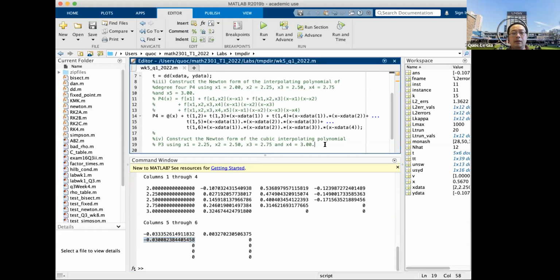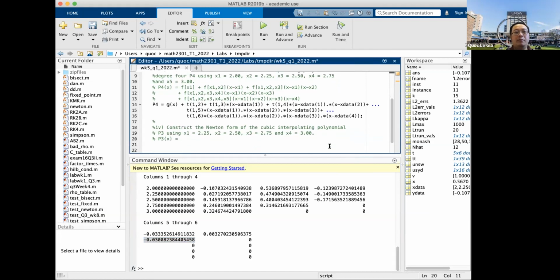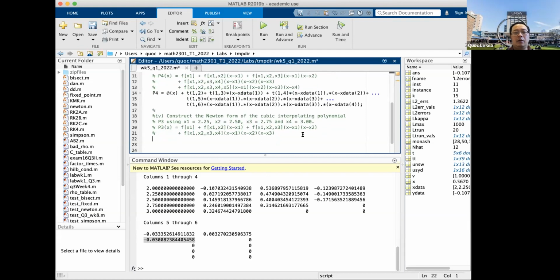And now if I take the second one, first I write out P3(x). You see the problem is we have a different x1. So I can write out the formula like before, but now remember the x1 are different. The general formula is like this. But now remember the x1 are different, and the divided difference coefficients are different.